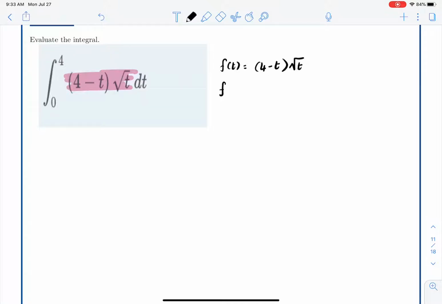So before we move on, I'm going to rewrite f of t as 4 minus t, times t raised to 1 over 2, which is 4 t raised to 1 over 2 minus t raised to 3 over 2. So I want to find the derivative of something so that I end up getting f of t. In other words, what is the antiderivative? So 4 remains as is.